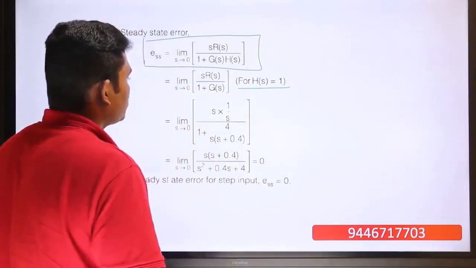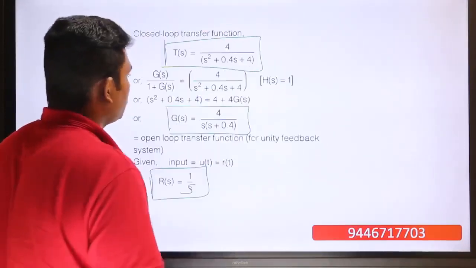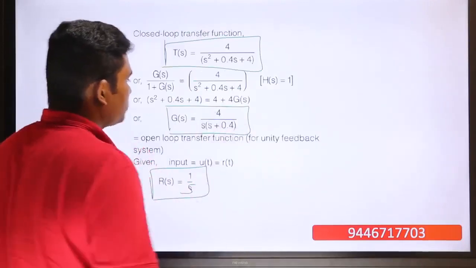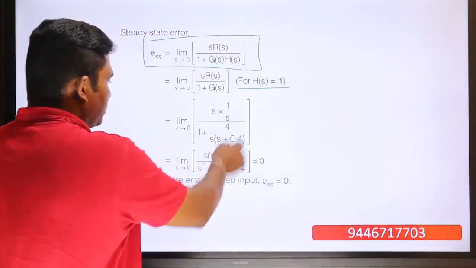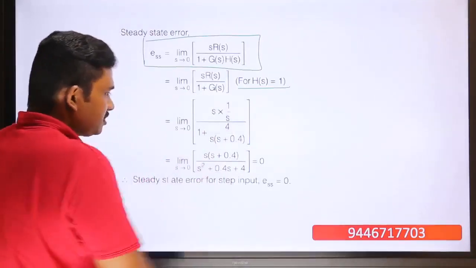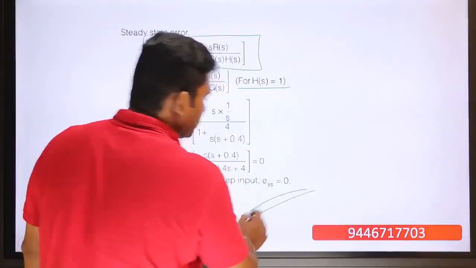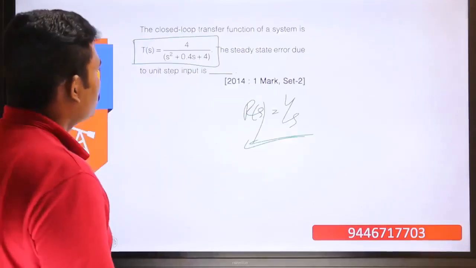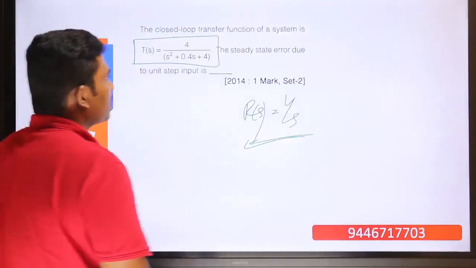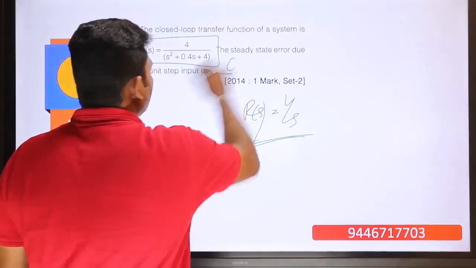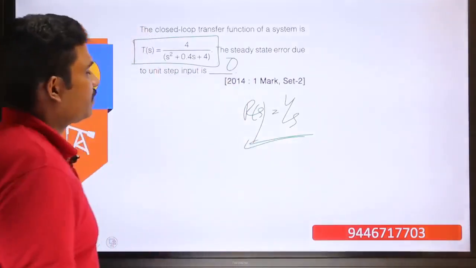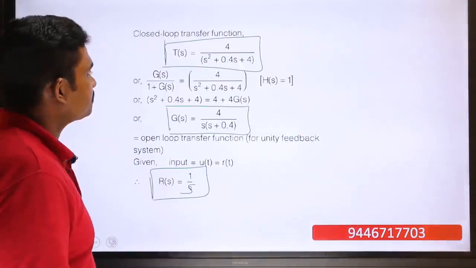Now what is R of s? R of s is equal to 1 by s, and what is G of s? It is 4 divided by s into s plus 0.4. So substituting the values and applying limit s tends to 0, the steady state error ESS becomes equal to 0. So what is our answer? The steady state error due to unit step input is 0. So for question number 5, our answer is 0.